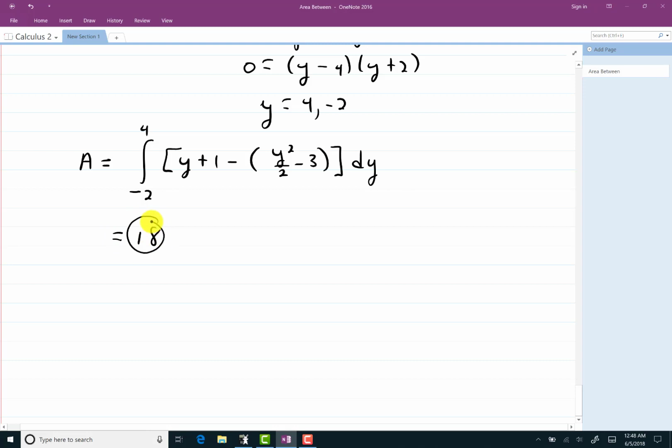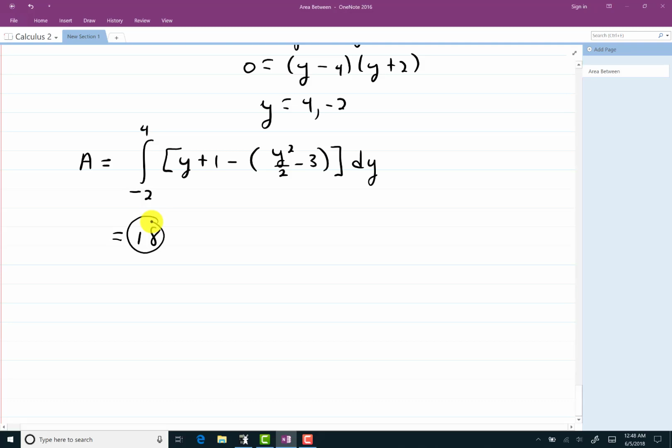Now if you want to do it on your calculator, to be honest, all you got to do is swap x and y. You'll get the same answer because the area of a geometric region is unchanged if it's reflected about the line y equals x.